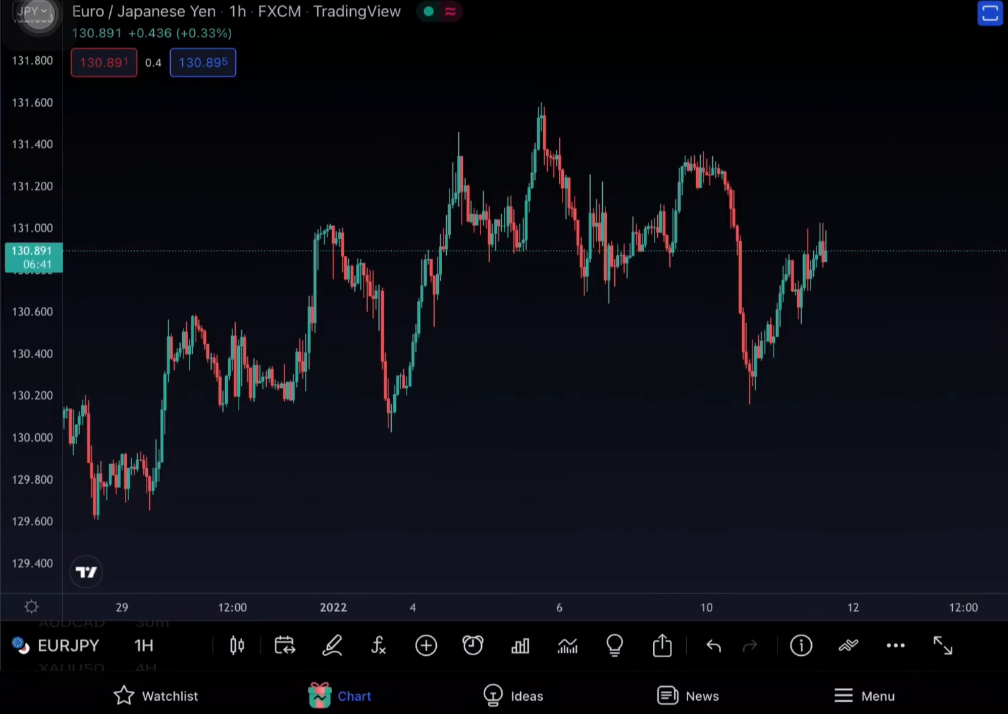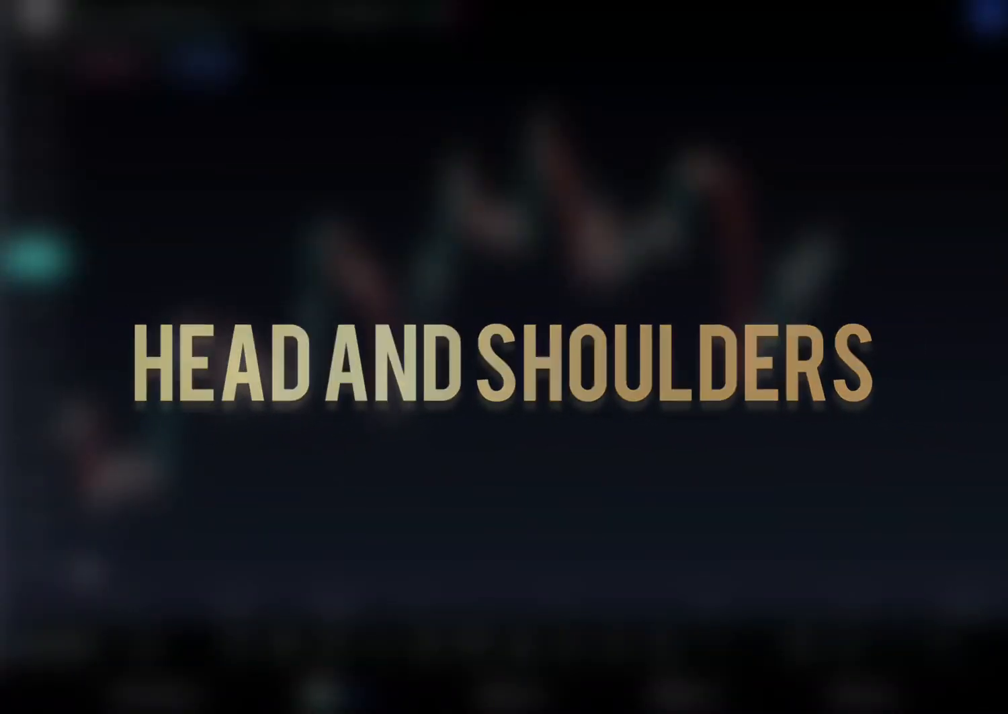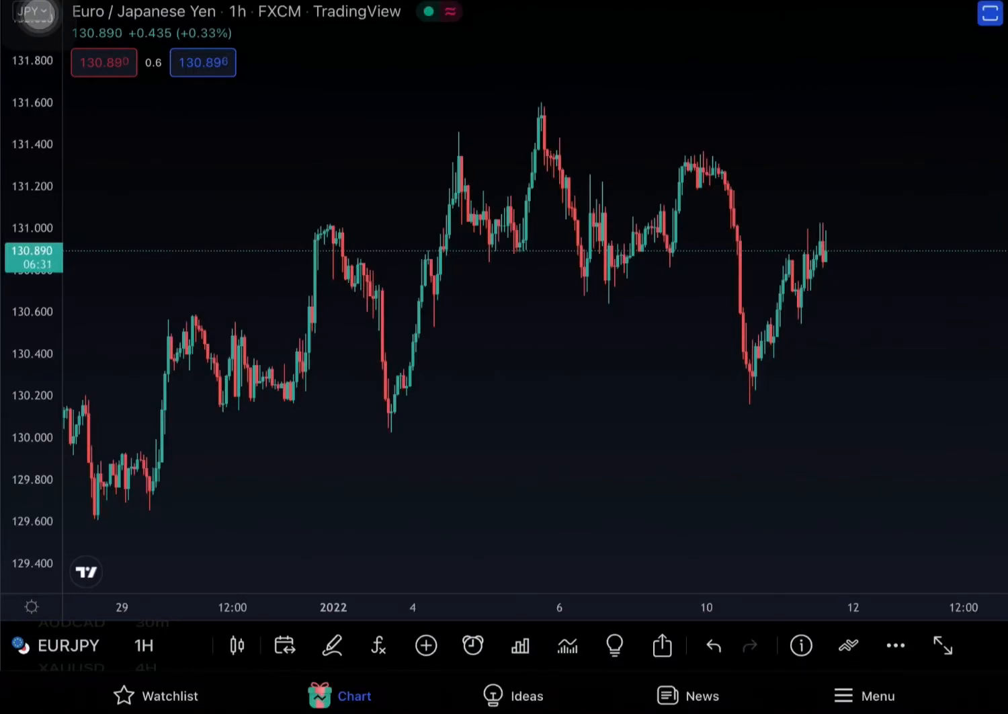So the next pattern that I'm very enthusiastic about is head and shoulders. Of course, most of you know what head and shoulders is. I show you a picture of head and shoulders, but when I look at the chart, I can't find a clean head and shoulders. Most of the time, a right shoulder or the left shoulder is off.